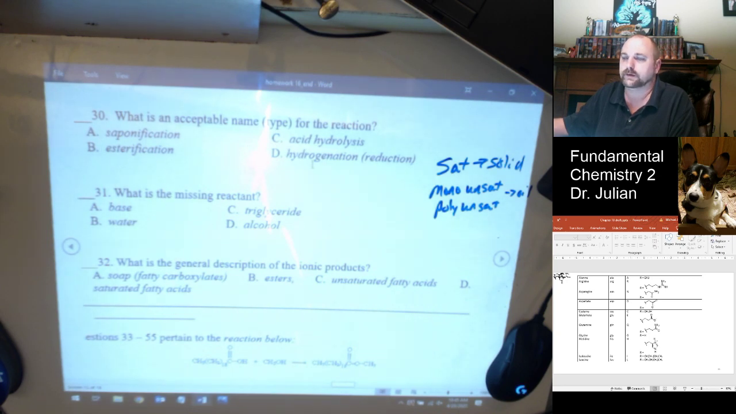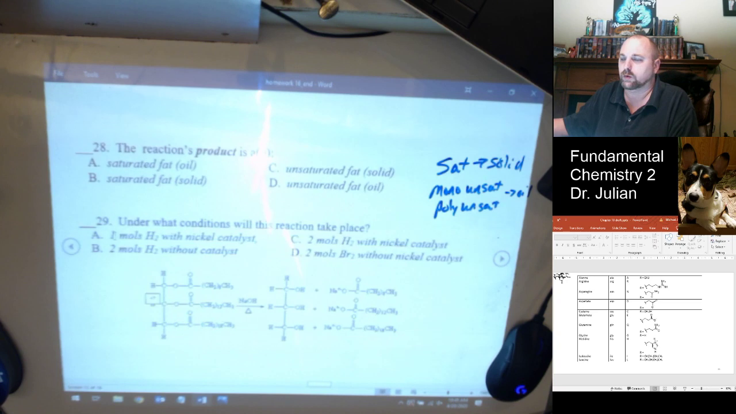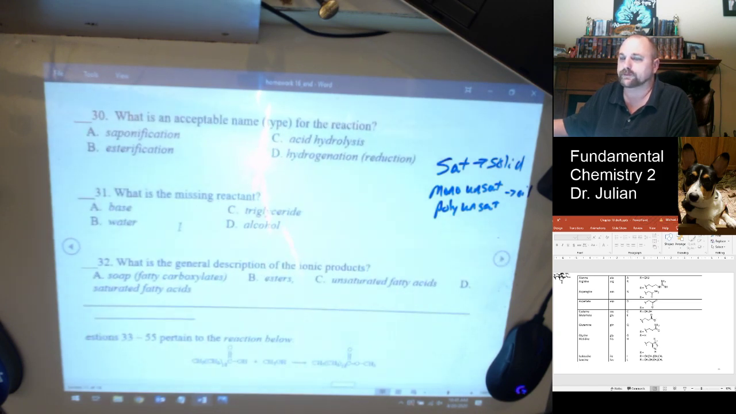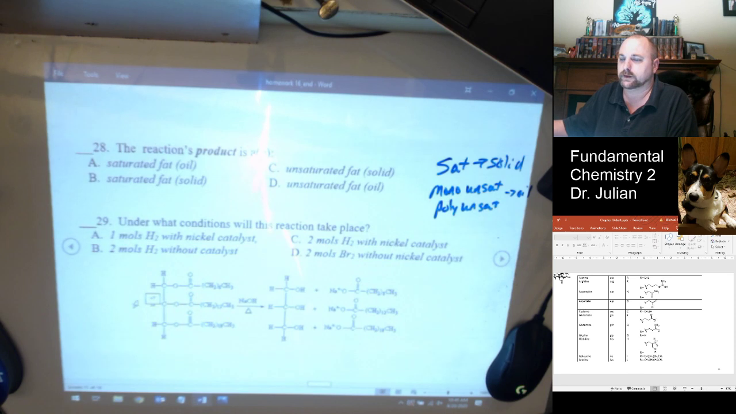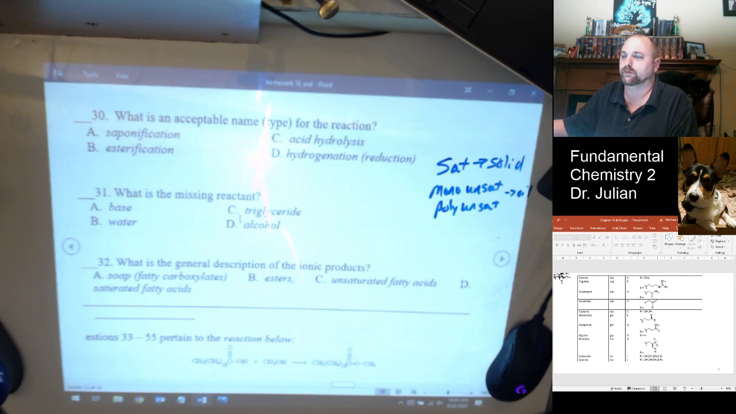Hydrogenation, we don't have the right stuff for that. What are we missing? Well, when we do this, we have to add the water back. We took water off to make this bond. And so what are we missing? We're missing water. Alright, the triglyceride is what we started with, and this is the process to make soap. And alcohol is one of our products, and here we'll be getting glycerol back, and the base is shown on there. So take a triglyceride, add some water, add some base.